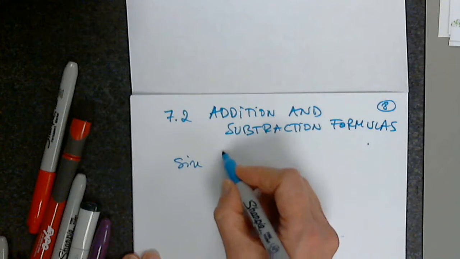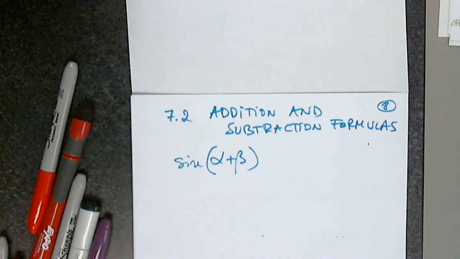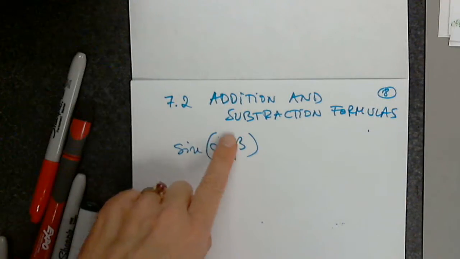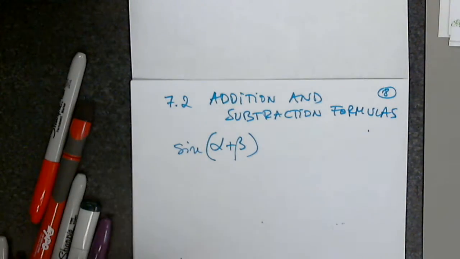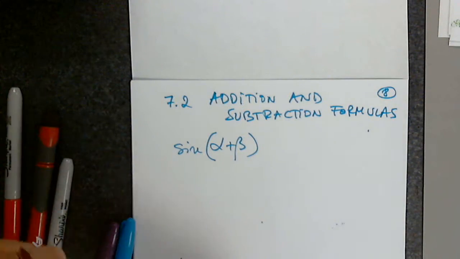Sine of alpha plus beta. You can say, add them and apply sine to it. Yes, but I may not have them, and even if I do, I may not be able to find sine of this, but I may be able to find something else. I'm going to explain right now.